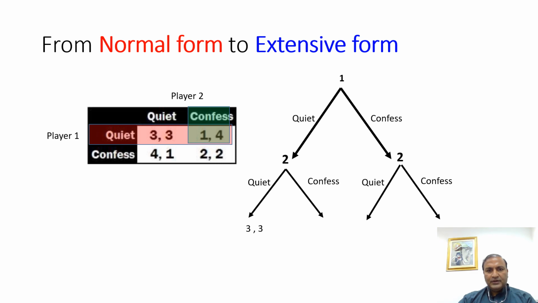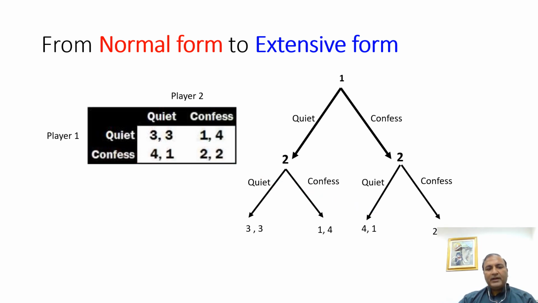So we are here quiet and player 2 is also choosing quiet, and we need to write the payoff here 3, 3. And then the next possibility is that player 1 is choosing quiet and player 2 is choosing confess. So we end up here. The payoff will be 1, 4. And then the next possibility is that player 1 is choosing confess and player 2 is choosing quiet. So we will get the payoff here 4, 1. And then the last possibility is that player 1 is choosing confess and player 2 is also choosing confess. So we get the last payoff which is written here.